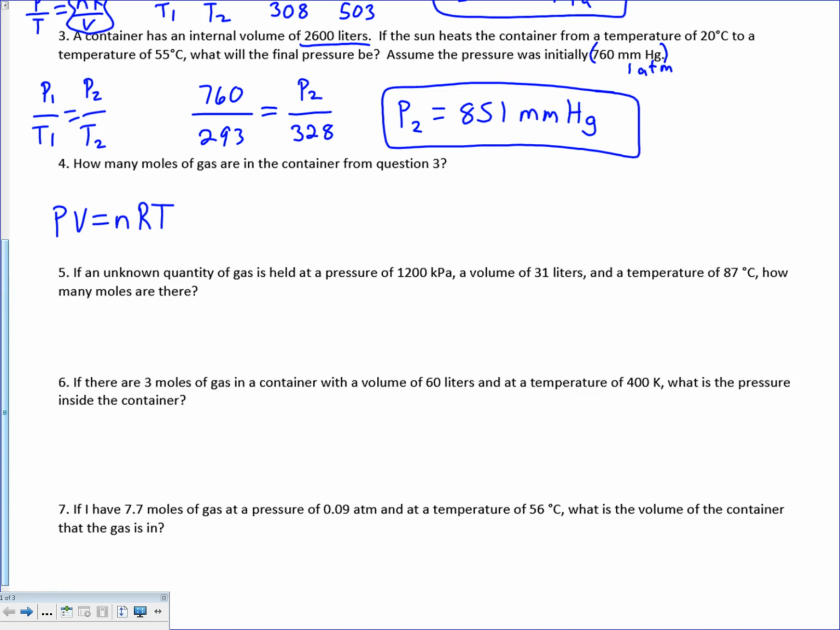So if we're plugging things in, we have to get everything in the right units, but now it looks like they are. So pressure, 1 ATM. Volume, 2,600 liters. Number of moles is what we're trying to find. R is always 0.0821. Temperature for the initial conditions, 293. So we go through, solve that for n. You get n equals 108 moles.